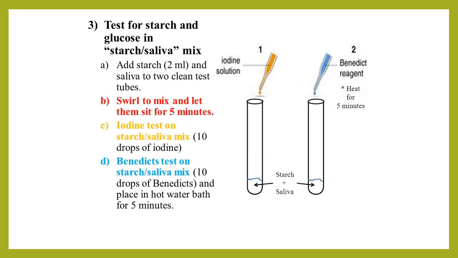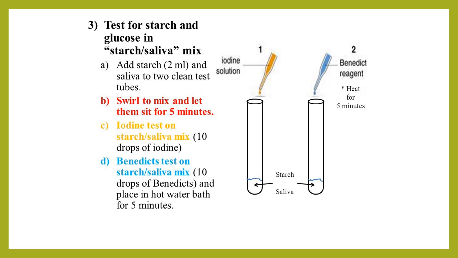Test for starch in glucose. Add starch 2 ml and saliva to clean test tubes. Swirl to mix and let them sit for 5 minutes. Easily you can do it. Iodine test on the starch here, 1 and 2 for the Benedict. Here you come to know another solution, that's the Benedict reagent, where we can heat for 5 minutes. Again I am repeating, it's not needed for your exam, it's to gather information. Okay, how the labs are working.